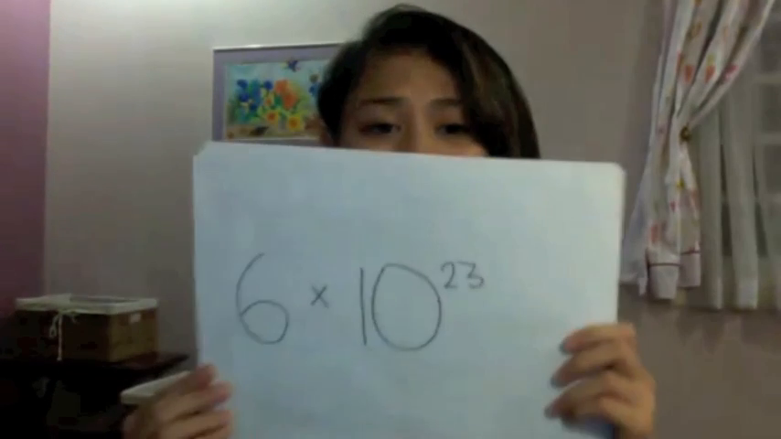Hey guys, today I'll be presenting moles. Moles is a word which represents a number. For example, dozen would represent the number 12. So in this case, moles represents the number 6 times 10 to the power of 23. This is called Avogadro's number.